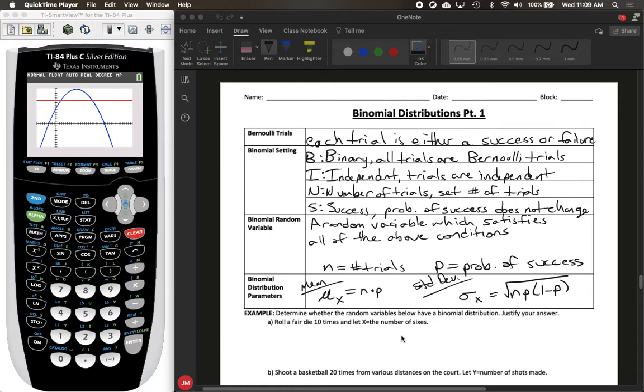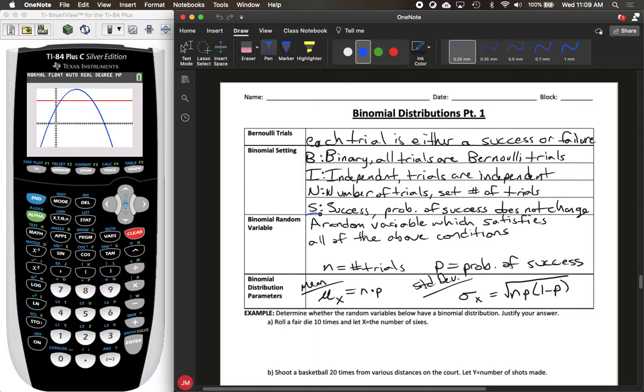So in order to have a binomial setting, you have to have 4 different criteria met. To remember those, there's an acronym which we've come up with, called BINS, B-I-N-S. The B stands for binary. By binary, we mean that all the trials are Bernoulli trials, so it's either a success or a failure. The I stands for independent, so the trials have to be independent from one another. In other words, one trial cannot affect the next, and so on.